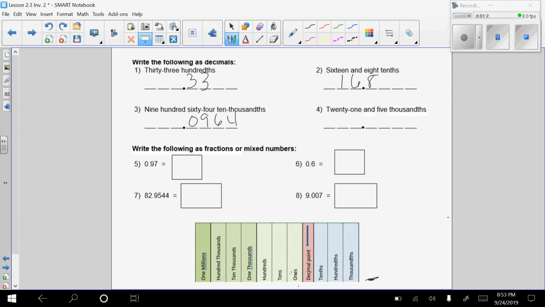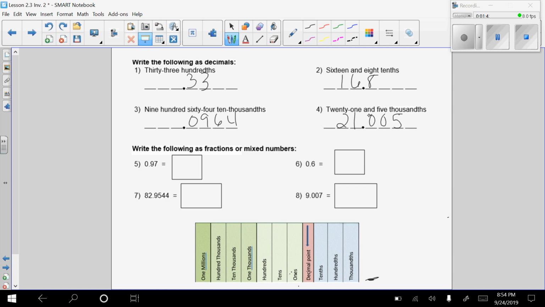21 and 5/1000ths. Again, the "and" is your indicator for a decimal point. So 21 and 5/1000ths, I have to end at the thousand spot, which is 3 spots. So there's where the 5 has to be, and before it must be zeros.